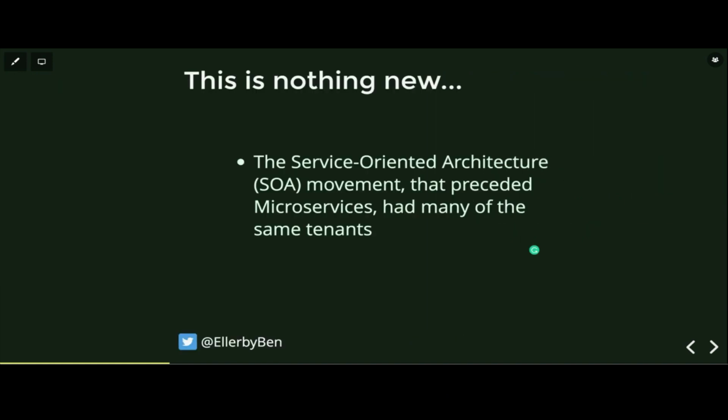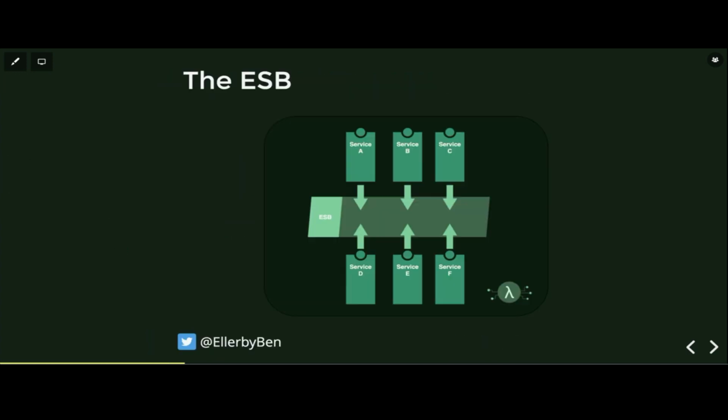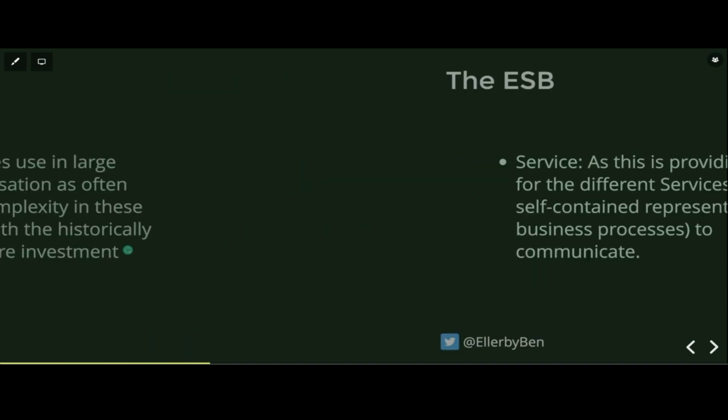Service-oriented architectures, SOA, was a movement that preceded microservices and had many of the same tenets that we're seeing in modern-day best practices with microservices. For those of you who weren't around for the SOA days or never got the chance to play with them, SOA architectures often made use of an enterprise service bus, an ESB. This allowed the different services in their architecture to communicate with each other in a centralized event bus pattern. Breaking down the term ESB, the enterprise part implied that it was used in large enterprise organizations, as it was often used to tackle very complex domains, and historically there was a large infrastructure investment needed to set up an ESB.